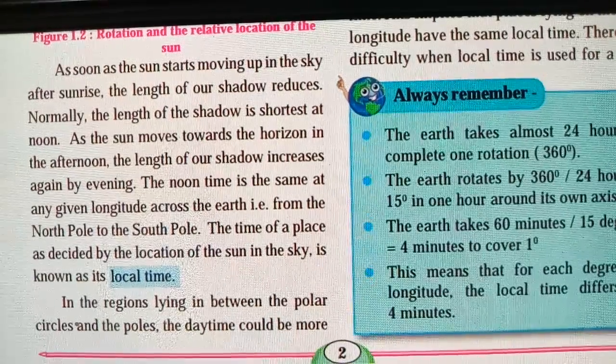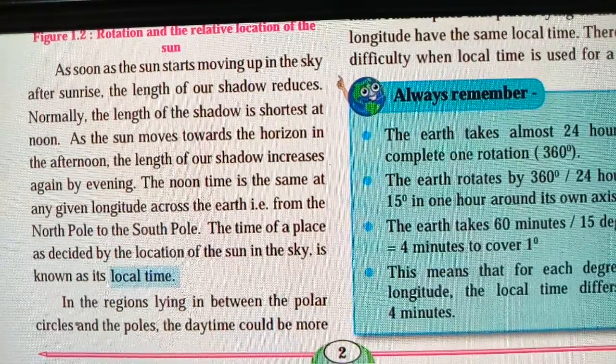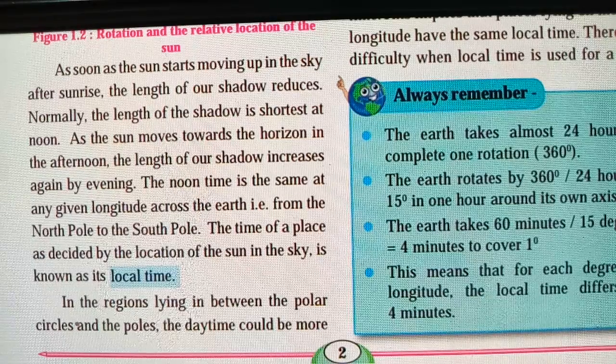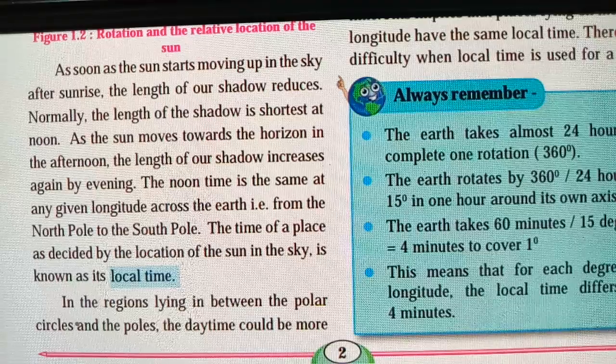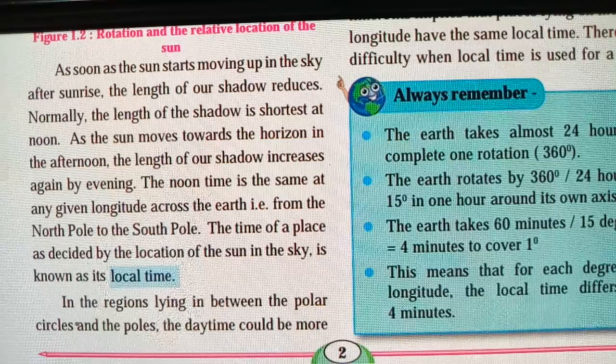The noon time is the same at any longitude across the earth, that is from the north pole to the south pole. So we are having two types of time, that is a noon time and an evening time, and it is from north pole to the south pole. Means हमारा sun और जो earth है वो rotate करता है, and we are having two portions. We are having north pole also, and we are also having south pole.